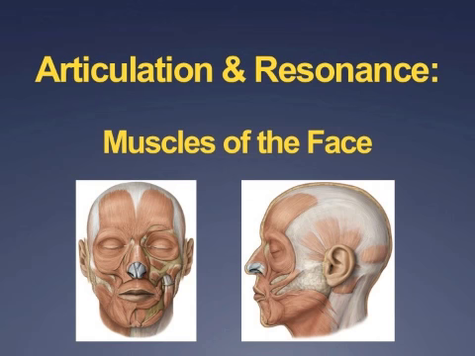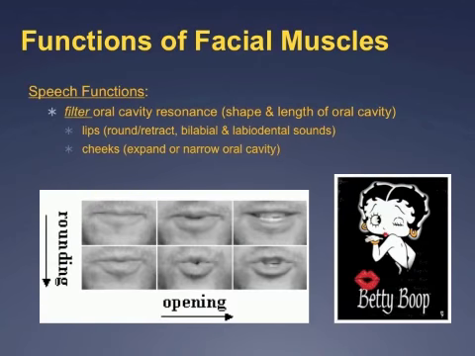This tutorial will present information about the anatomy and basic functions of the 10 facial muscles involved in speech and swallowing. You can follow along with your Atlas of Anatomy on pages 462 and 463, as well as pages 466 and 467. Let's begin by introducing the major functions of the facial muscles and their use in speech production.